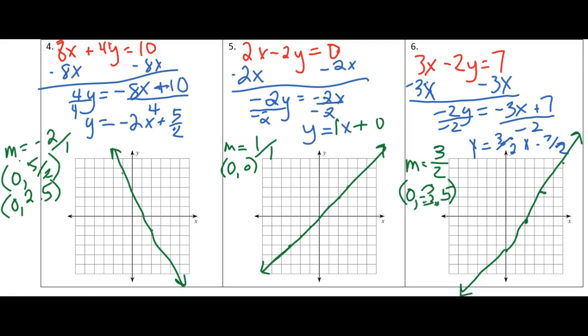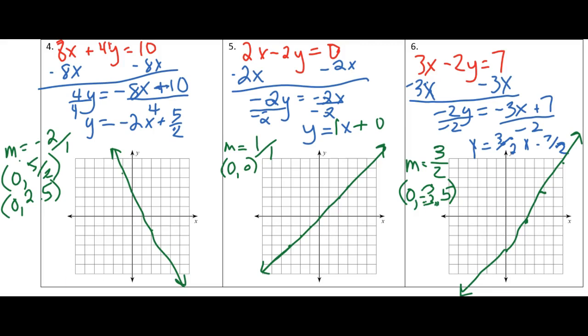Okay, and hopefully your graph looks a lot straighter than mine does, but I did start off my y-intercept on negative 3.5. And from that point, I went up 3 and over 2. So I graphed a couple points afterwards, and then I drew my line through it.